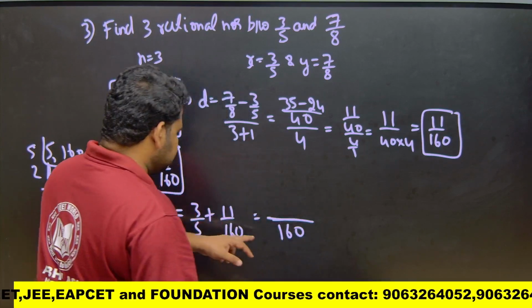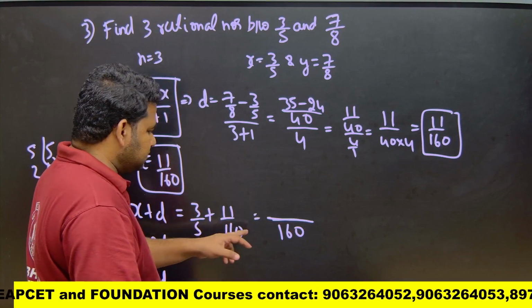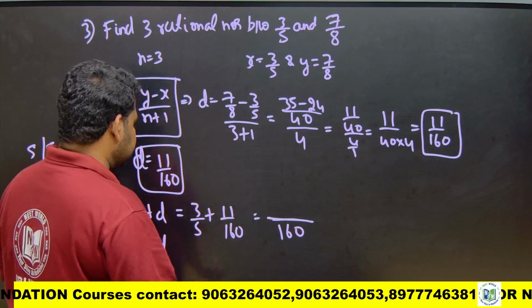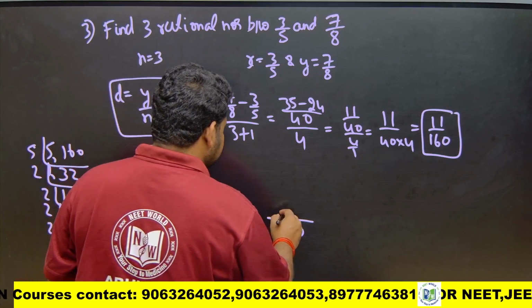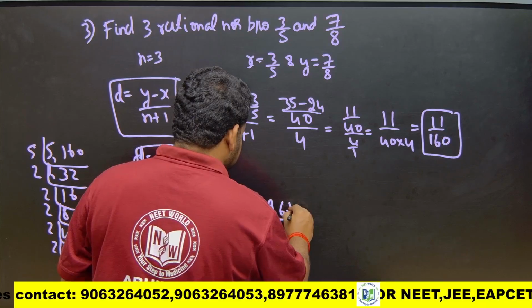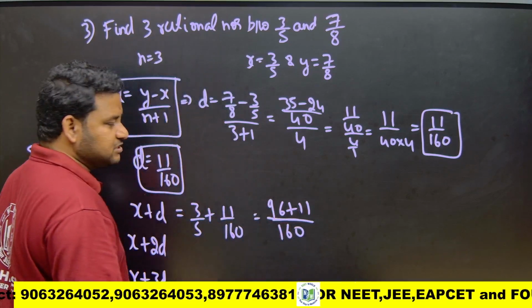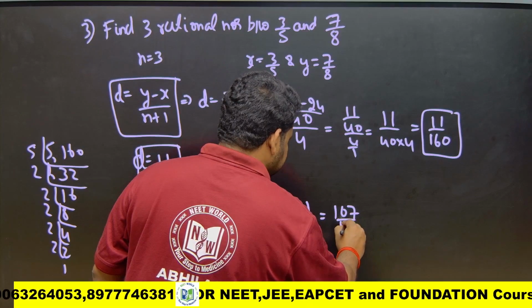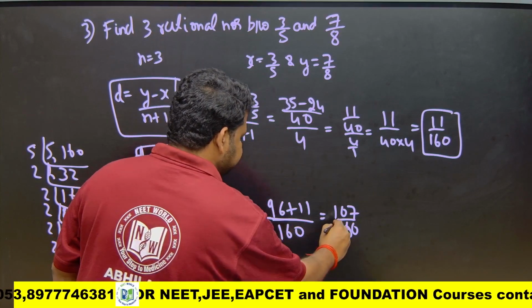So, 160 divided by 5, how much will you get as the quotient? That is 32. Okay, 32 into 3 is how much? 3 2s are 6, 3 3s are 9, 96, plus this 11. Okay, 96 plus 11 is what, friends? That is nothing but equal to 107 by 160. Got it?